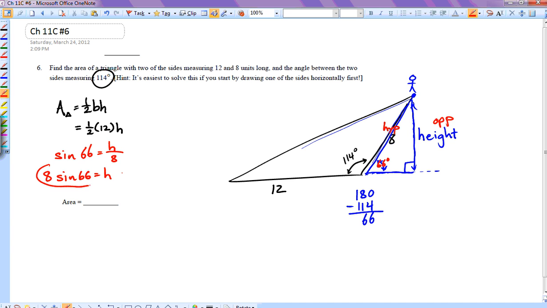And then that value we can just substitute back into our area formula, and you can then work out what that equals. Okay, hope that helps.